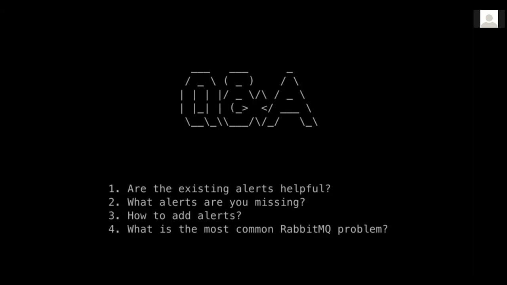So this opens the floor for questions and answers. And actually, Gerhard and I prepared two questions. So these are the first two. The first one is, are the existing alerts helpful to you? And the second one is, what alerts are you missing? And in the past, we have been asked questions three and four. First of all, how to add custom alerts, how to add new alerts which are specific to RabbitMQ clusters users are running. And the fourth one is, what is the most common RabbitMQ problem we have experienced during our time in the RabbitMQ team?